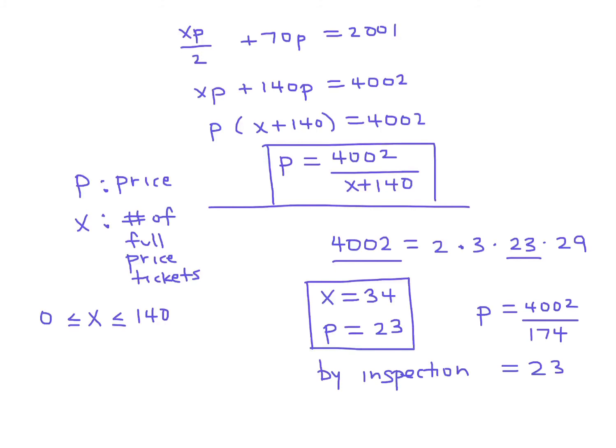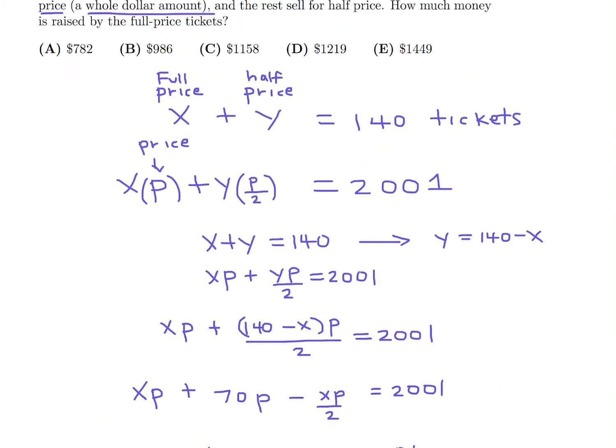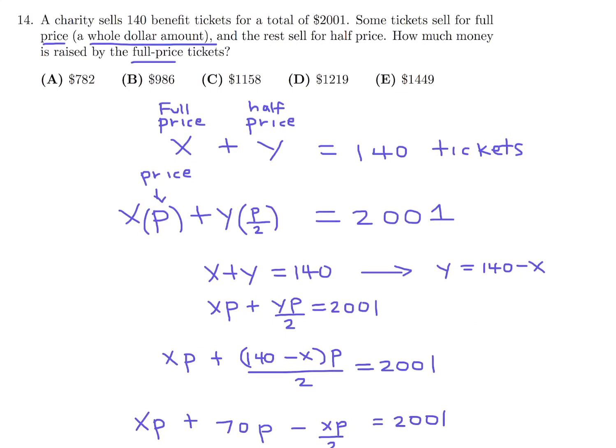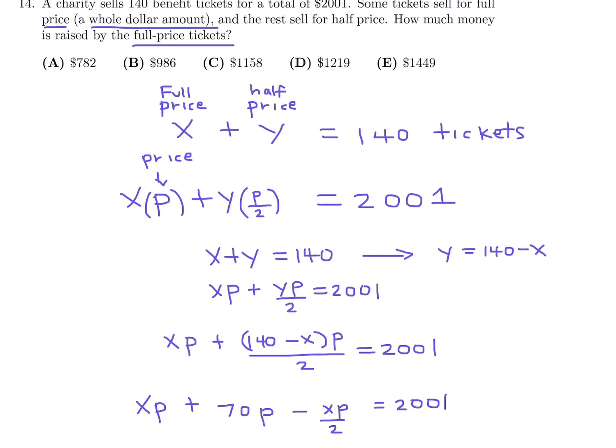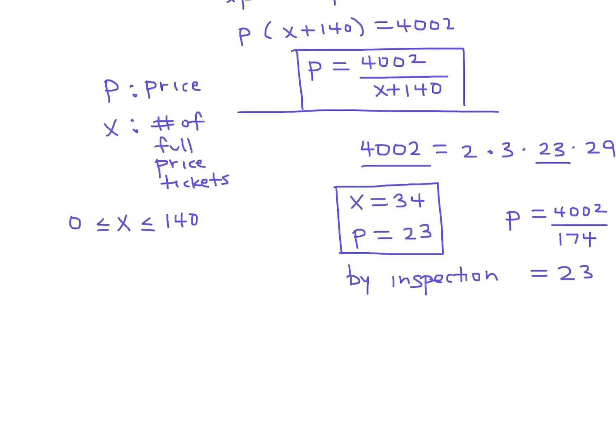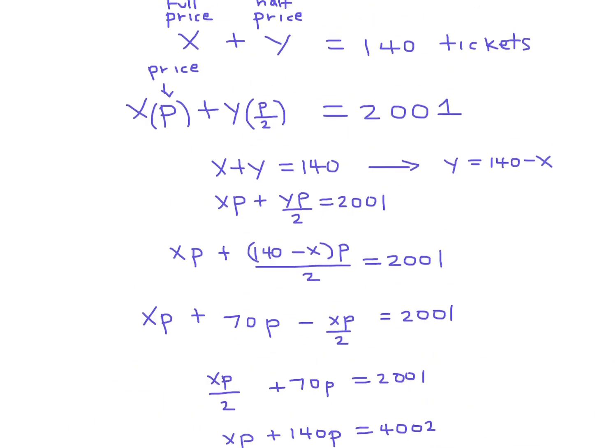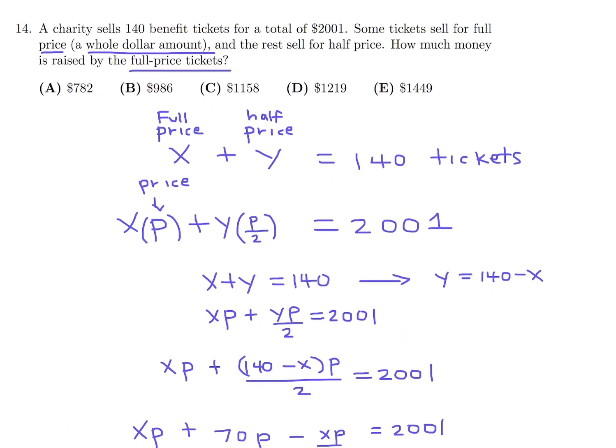All right, so now what do they want us to figure out here? They want to know how much money is raised by the full price tickets. Okay, full price tickets, how much money? So you'd have to take the number of tickets and multiply it by the price. So the number of full price tickets multiplied by the full price. So X times P. And we have those numbers. X is 34 tickets and the full price was $23. And therefore 34 times 23 is $782. So that's the answer. $782 would be A.